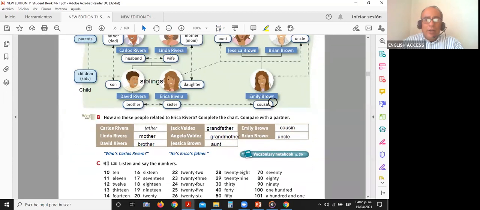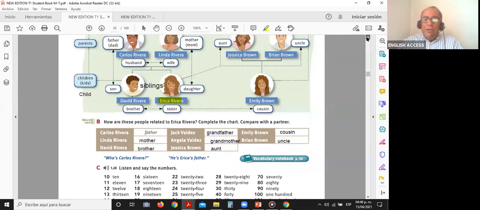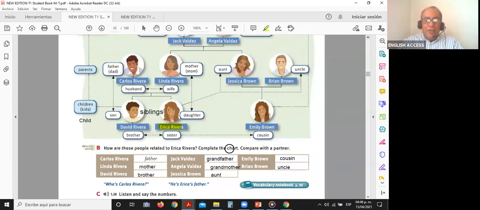Okay, so I don't know if you remember about Erika Rivera's family tree. This is where we are here. She is Erika Rivera. And we have some questions here for you about Erika Rivera's family. So, for example, this is Erika Rivera. The first question was, who's Carlos Rivera? The answer here, he's Erika's father.